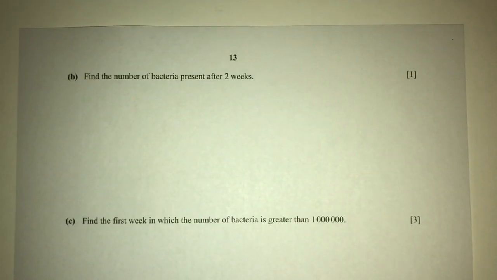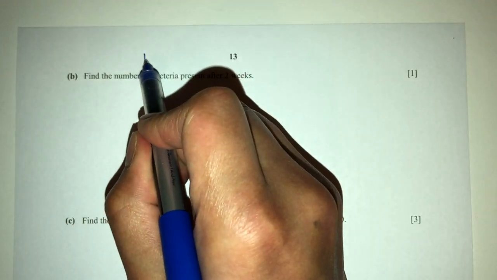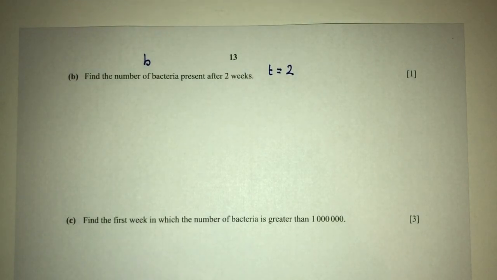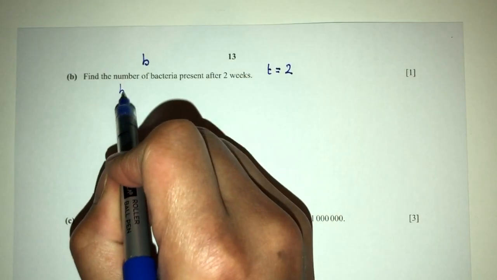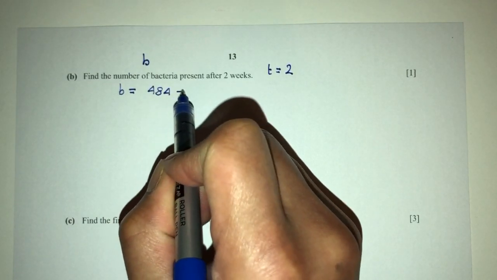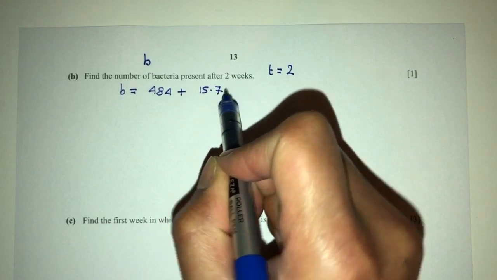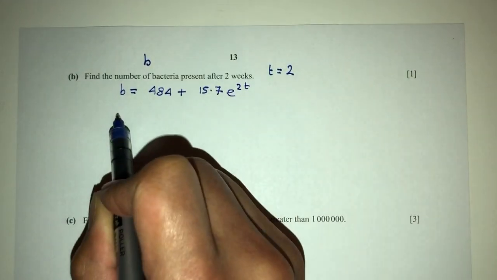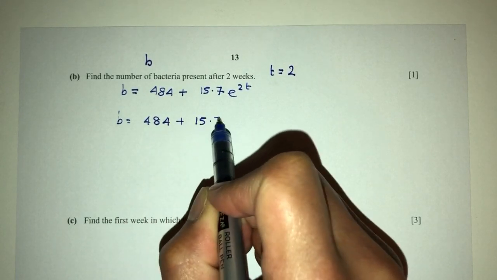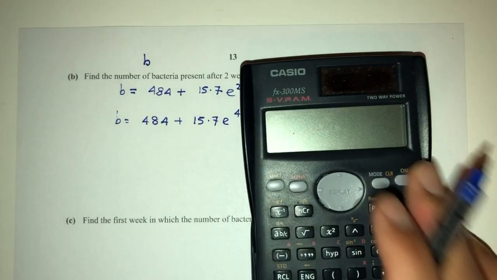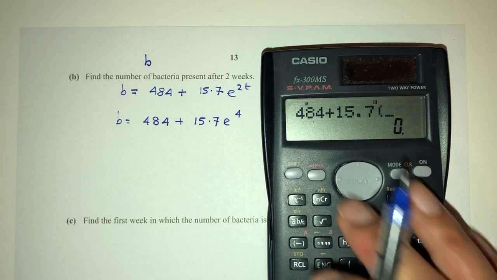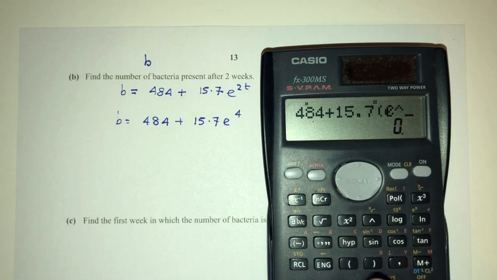Now for part B, we have to find the number of bacteria, which is the value of B when T equals 2. So now we know we have the equation B is equal to P, where P is 484 plus Q, which is 15.7 exponential to T. So B when T is equal to 2 for the time in weeks will be 4. So 484 plus 15.7 times exponential power 4.